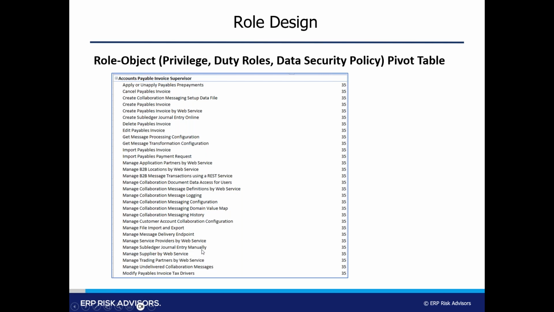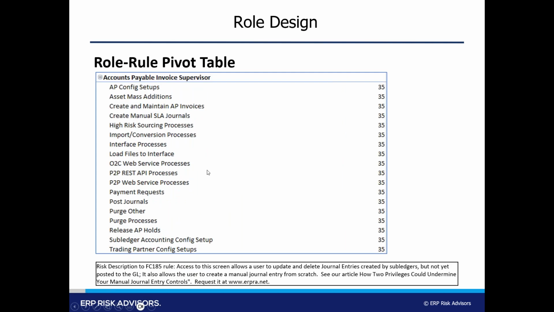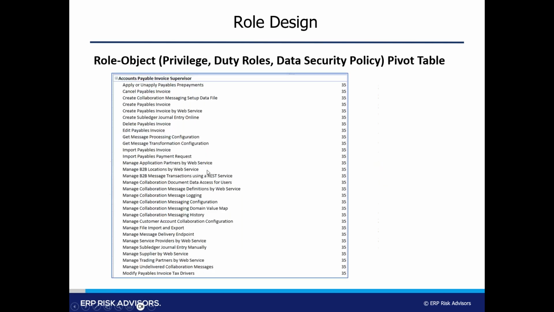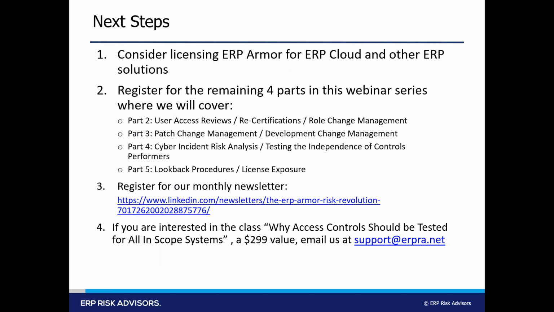Manage subledger journal entry manually, that's one of the two things that we roll up into this create manual SLA journal entries. So that's what you should be doing, or you should be expecting from your internal auditors. Hopefully, you don't want that to get to the external audit level to be able to verify role design.